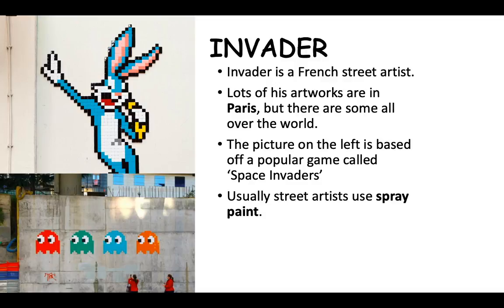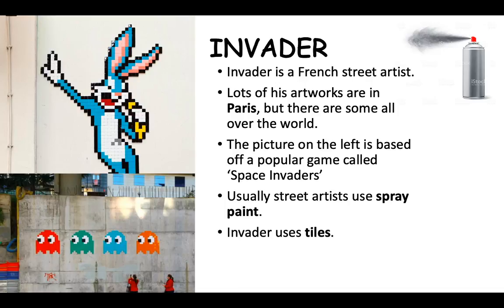Usually street artists use spray paint, which is just paint that comes in cans and you can spray it onto walls. And there's a picture of spray paint in the top right corner. Invader uses tiles, so as you can see there are tiles in his painting. Right, there's little squares.